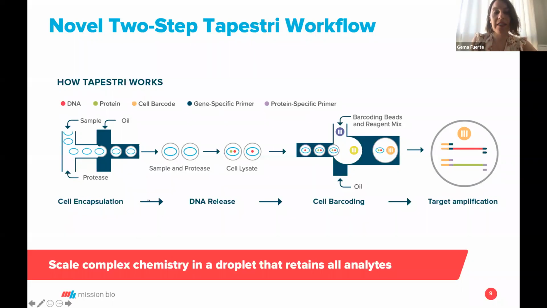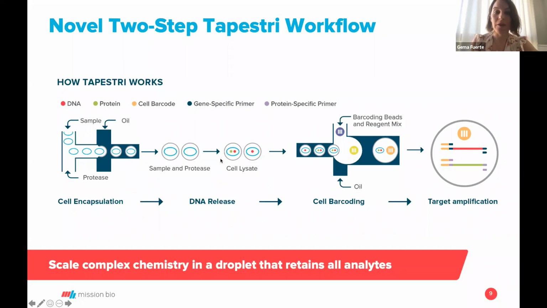After we have our cells in droplets, we proceed to lysis. As we encapsulate the cells with a protease, we need to lyse whatever sequesters the genomic DNA. So we proceed to lysis, and now we have an individual cell lysate for each single cell in your sample.